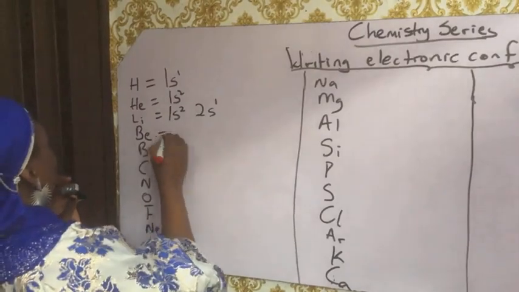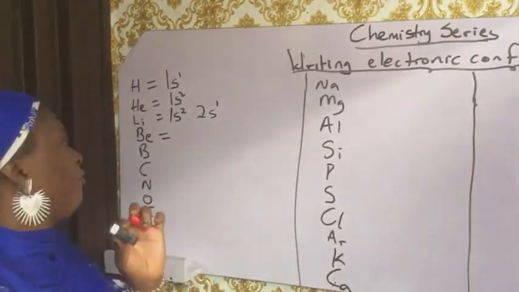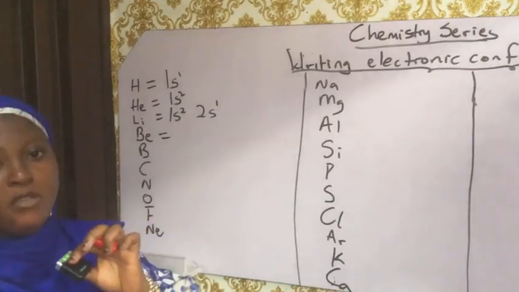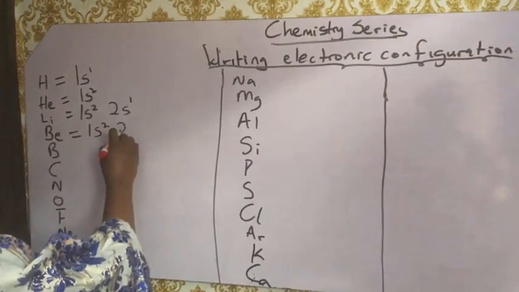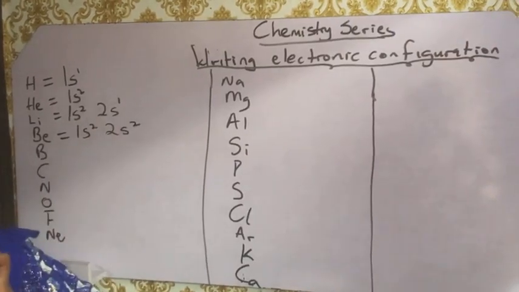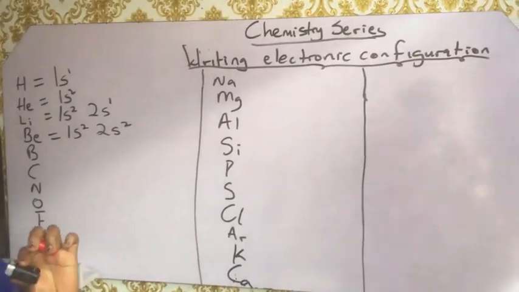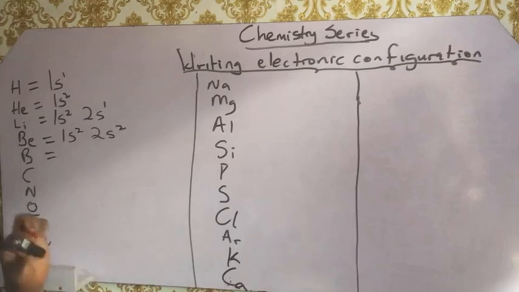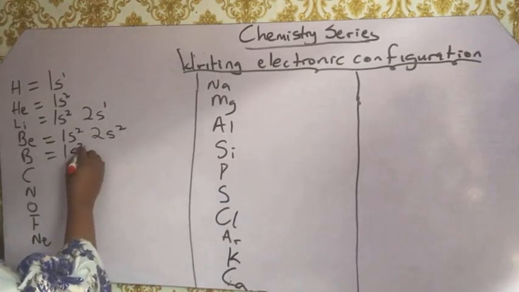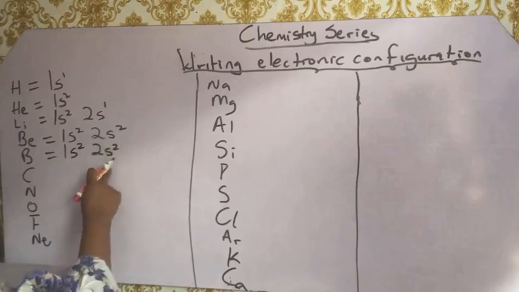Then the next one you have beryllium, which is atomic number 4. So beryllium, atomic number 4, you have 1s2 and 2s2. You can see we have also filled up the s orbital of the second energy level. Now let's move on to boron, 5 electrons. It's going to be 1s2, 2s2. This is also filled up.